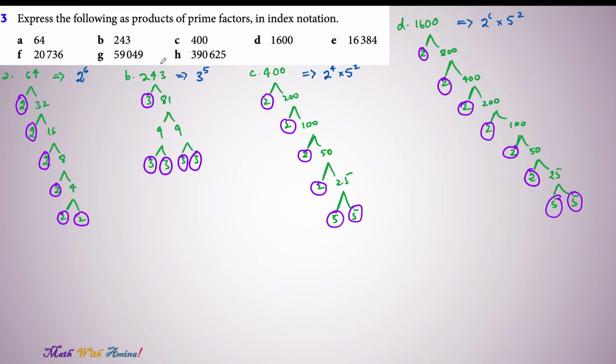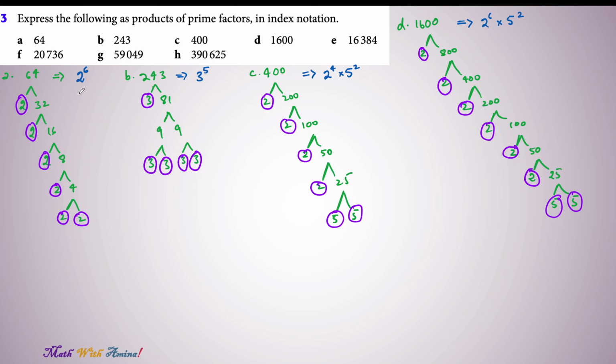Once we have the prime factors, we look for the factors that are repeated. And once those factors are identified, instead of writing the same prime number several times, we need to use index notation to write them in a shorter form.